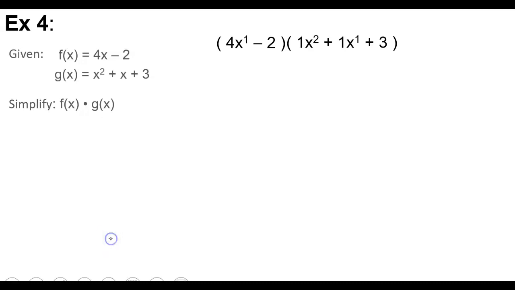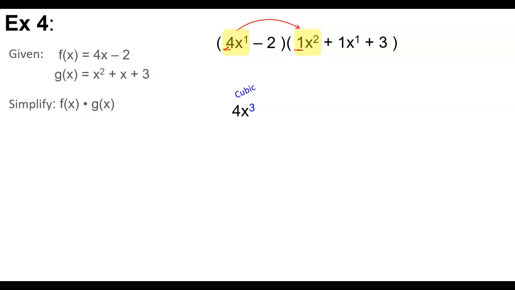So once again, first term times the first term. What's 4x times 1x squared? So we're going to multiply the constants. 4 times 1 is what? 4. And then what do I do with those exponents? Add them up. So it's going to be 4 what? 4x to the third power. Okay, 4x cubed. Do you see why that is? Because we added the 1 and the 2 to get the third power. 4 times 1 gave me the 4.